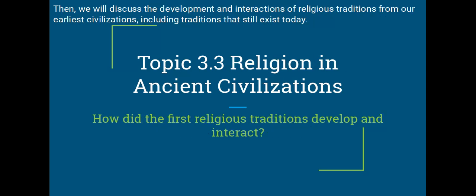Then we're going to discuss the development and interactions of religious traditions from our earliest civilizations, including traditions that still exist today. So many of these religions we refer to today as mythology because we no longer have people around who worship in that way or practice that religion. But there are several religions that are still in practice today from this time period. So we're going to look at both kinds of religious traditions and how they interacted during this early period.